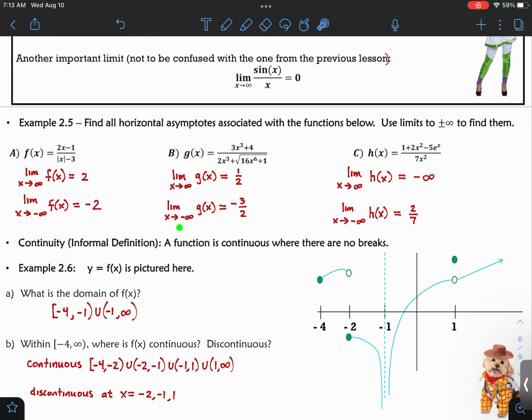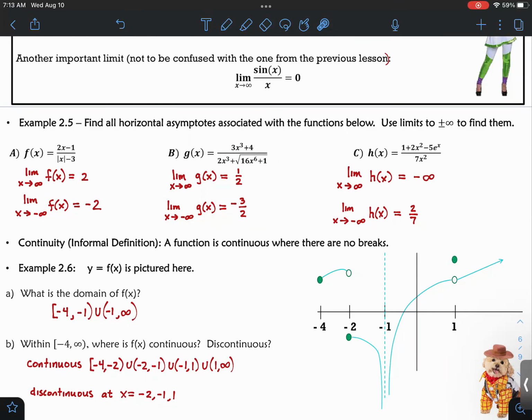Going to negative infinity, we just have to be careful because the 2x cubed reads as negative. The radical still reads as a positive 4x cubed. So you get -2 plus 4, which gives you 2x cubed in the bottom. And then you have, again, a negative term on top. So overall, you end up with a -3/2 if you look at the ratio of coefficients.